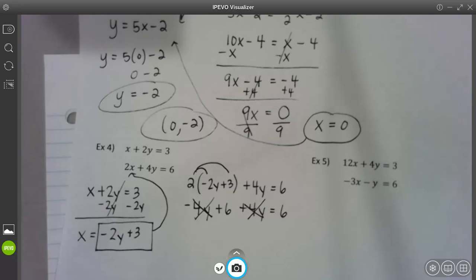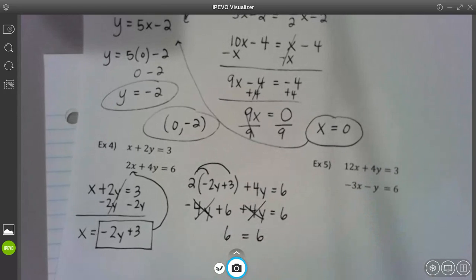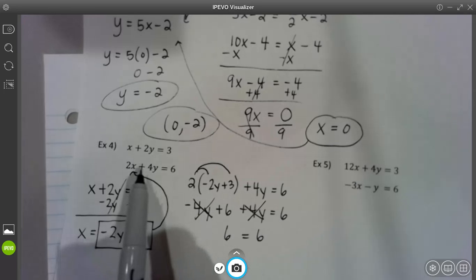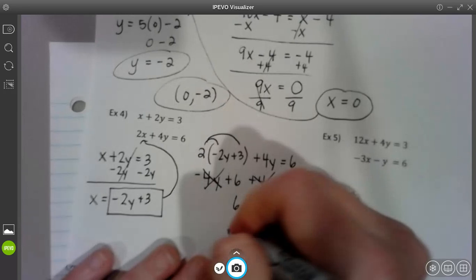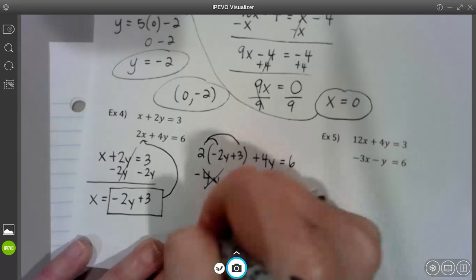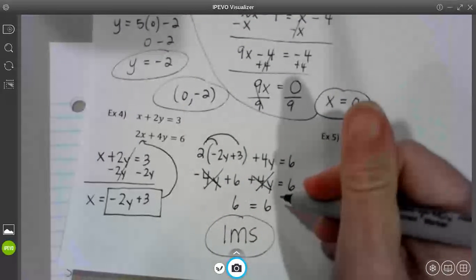But which one do I get? That depends on what is left in the problem. What's left? A +6 equals a +6. Guys, is that true? Does 6 equal 6? Yeah. If you are left with a true statement and no variable in sight, that means they must have been the exact same line and they have every single point in common to leave you with that true statement. So this is what IMS is going to look like. You will get IMS when the variables cancel and the statement you are left with is true.